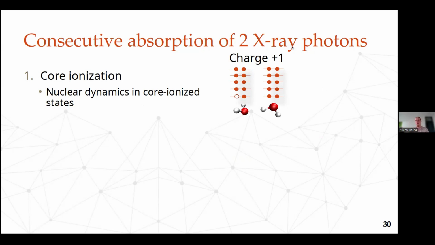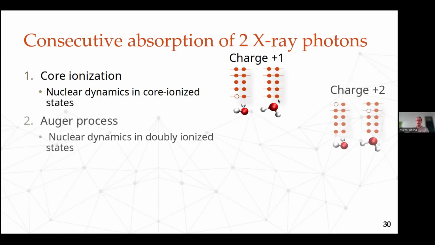So here are the four steps. What can happen when X-ray photons are absorbed by a water dimer? First, there is core ionization, and one needs to simulate the system in this core ionized state. Then within the 4 femtoseconds, Auger decay happens, and as the other water is really close, the second hole can be either on one molecule or the second molecule. Then you need to simulate the evolution of this water dimer in the doubly ionized state.